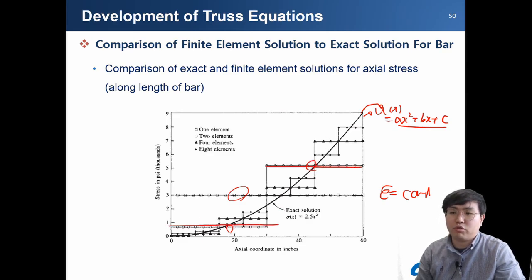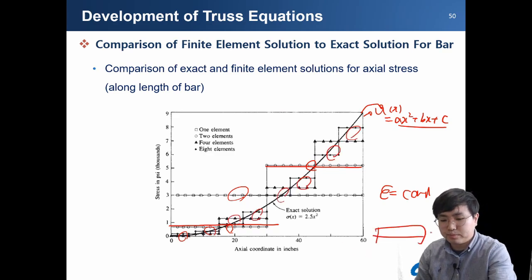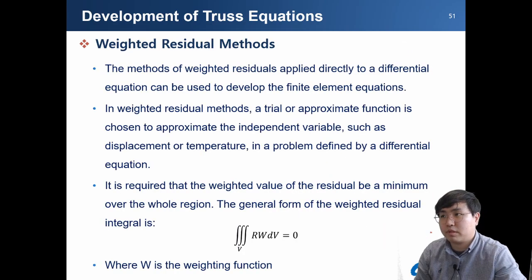The error will be reduced. However, I think it's still a big error, and to reduce those kinds of errors, the simplest way is to increase the number of elements in your system. So this is just an example.